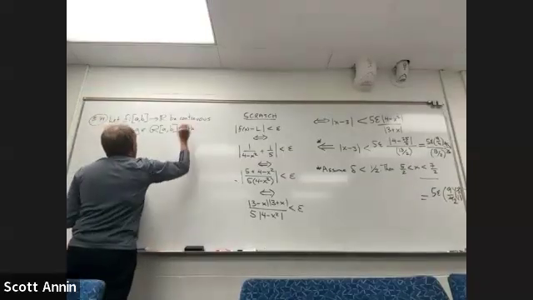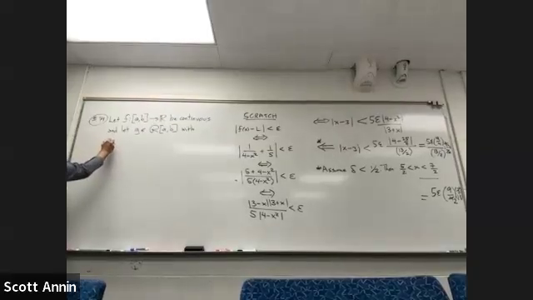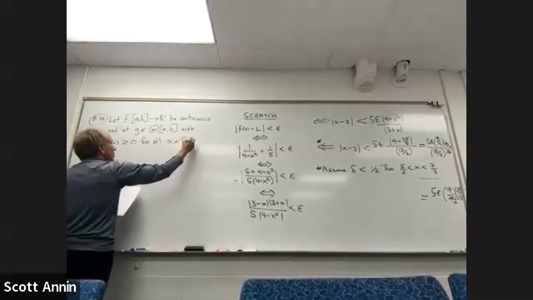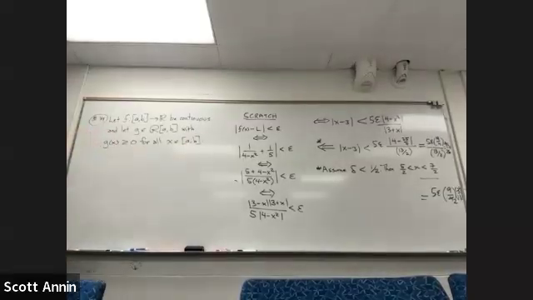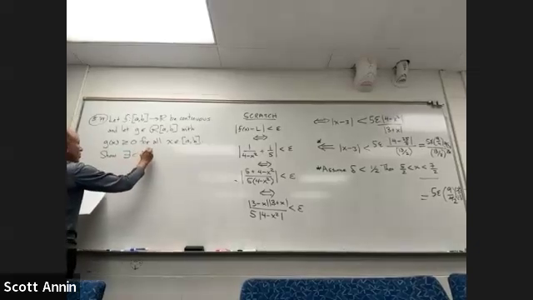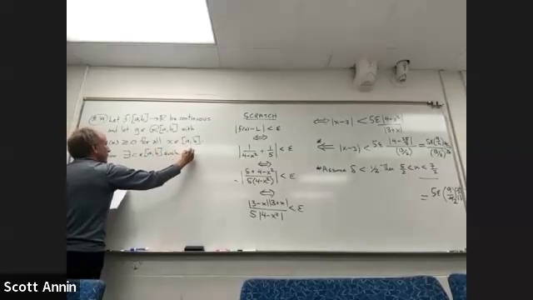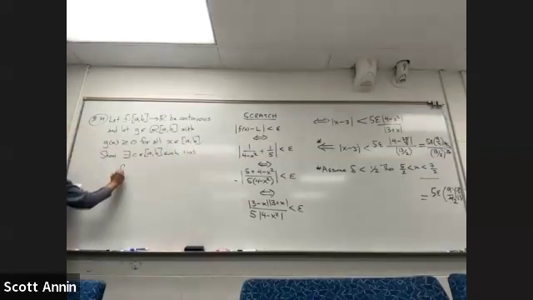With one more condition here: g(x) is greater than or equal to 0 for all x in the closed interval from a to b. Okay. Now, here's what we're gonna do. We're gonna try to show that there exists a c in the closed interval [a, b] such that the integral from a to b of f times g.